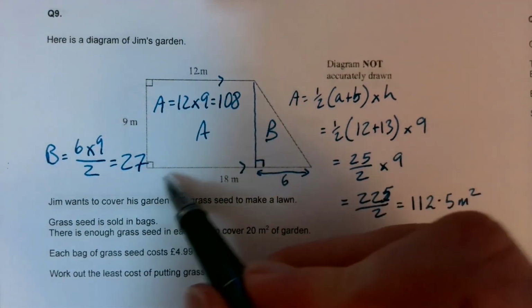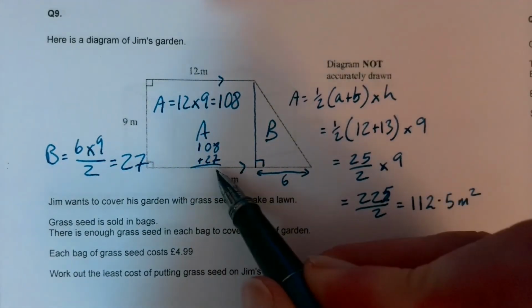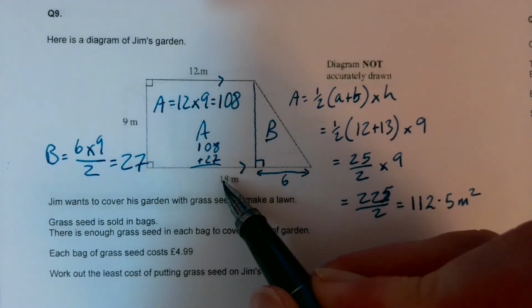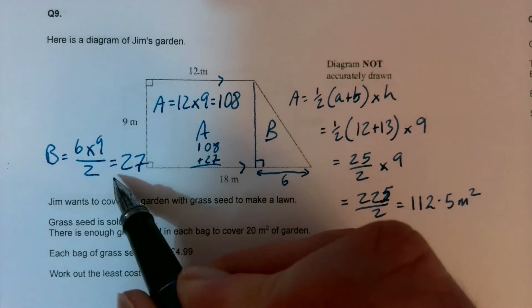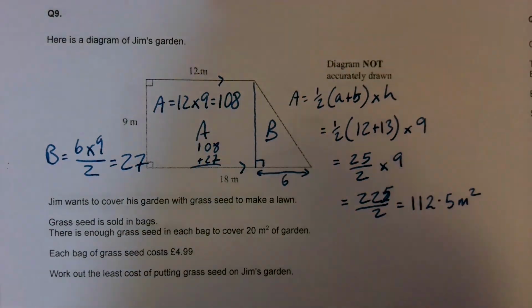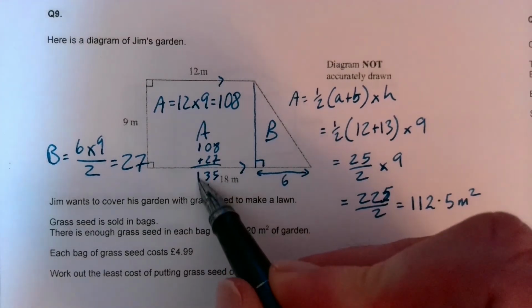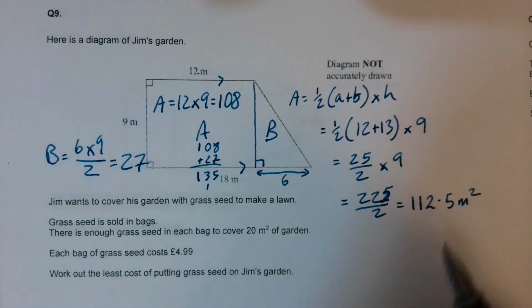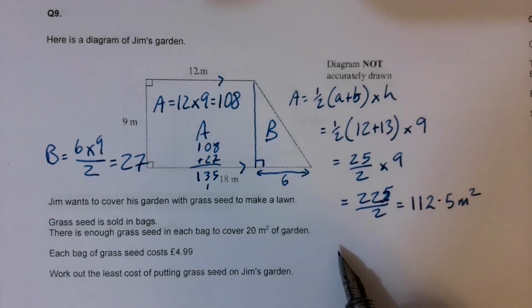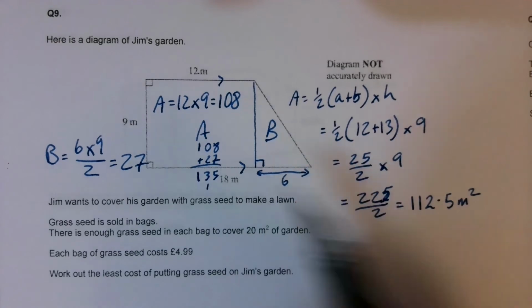And if you do 108 plus 27, you get 135, which is different to this. So I must have made a... Oh, hang on. I've written 13 there instead of 18, haven't I?